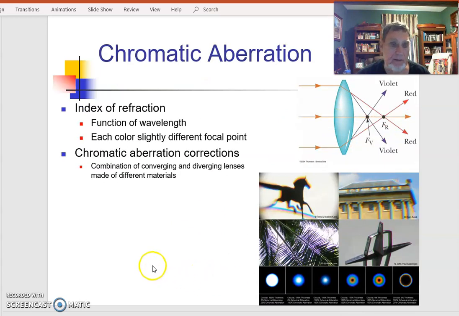Alrighty, that's thin lenses. I'm trying to keep these videos fairly short. I'll work some examples and give you some and show you how to do some ray traces in the problems.